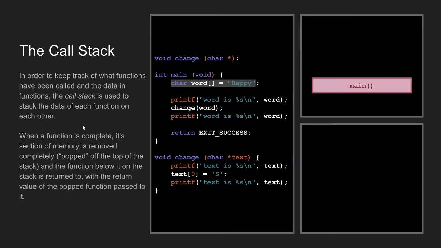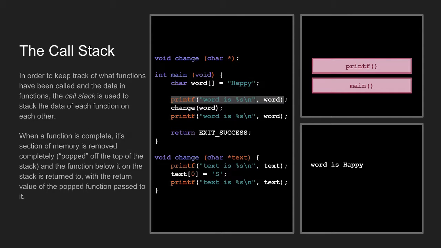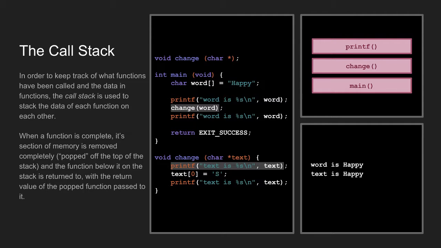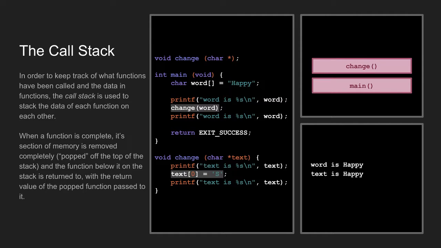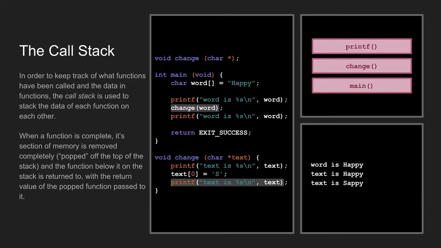And then we set our array for word to being happy. We print it out and it says word is happy, and that calls printf, and that gets pushed on top of main. And then it gets popped off, and then we push on change. So change is now run as a function on top of main. So change then calls printf, and printf gets pushed on top of change, and that prints out text is happy. Then we change text to be an S. Printf gets pushed on again and displays text is sappy.